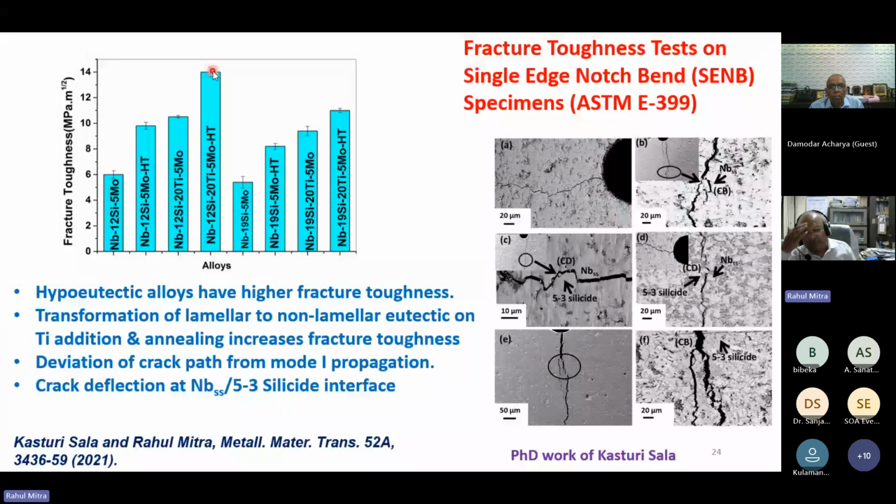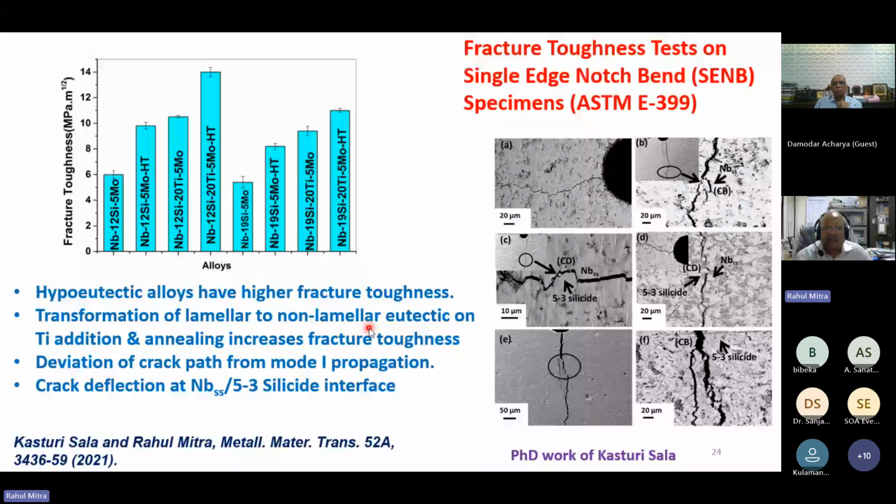So we have almost achieved the minimum fracture toughness of 15 MPa root meter, which was the target to be achieved. And this is because the crack paths undergo deviation because they cannot penetrate the niobium solid solution phase. So they pass through the interface between Nb solid solution and Nb5Si3, and they also get blunted by the Nb solid solution phase, which is a ductile phase.